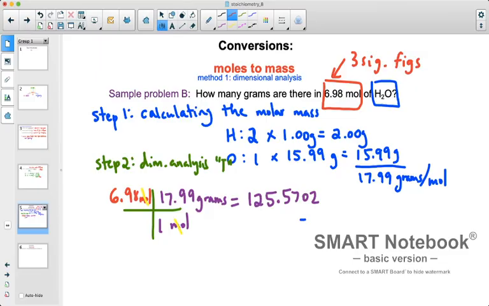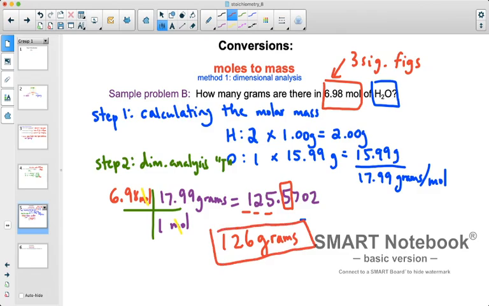So I start counting from the left, 1, 2, 3, and the next number is my helper number. That number is large, so my answer to the question of how many grams are in 6.98 moles of water ends up being 126, and I'm going to write down the units of grams. That's equivalent to 6.98 moles. So I just converted my moles into a mass.